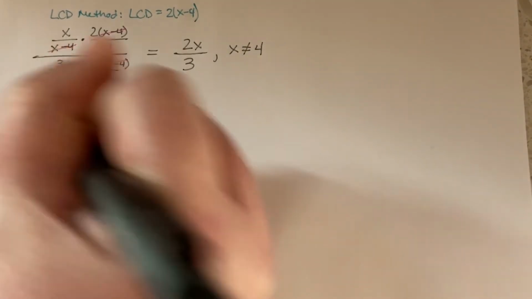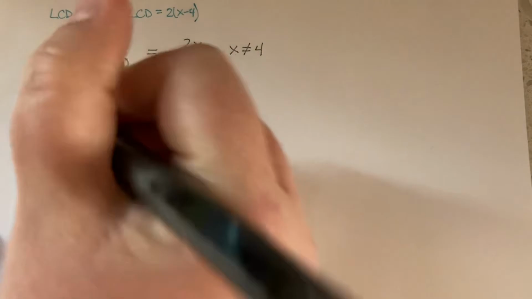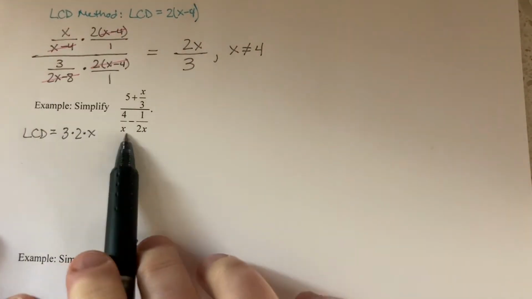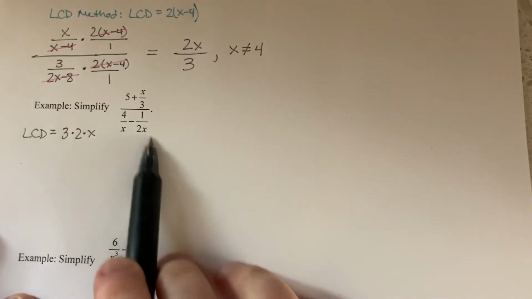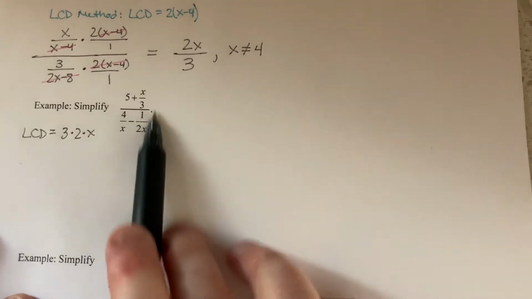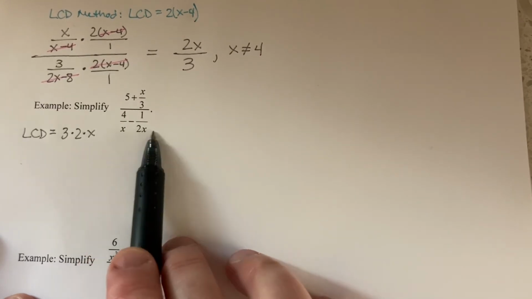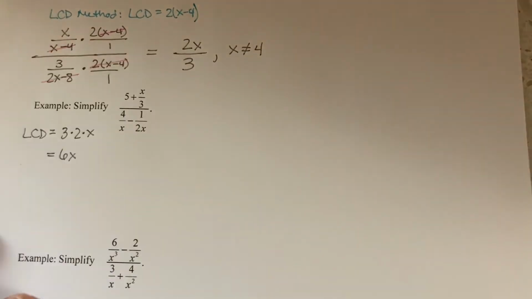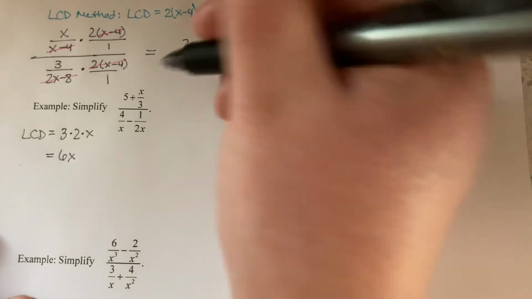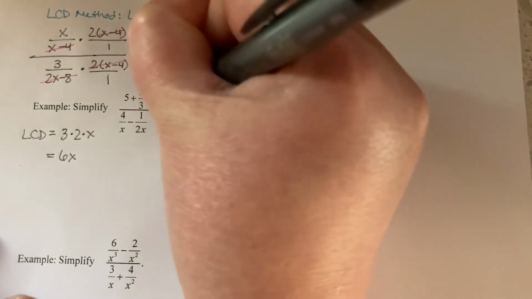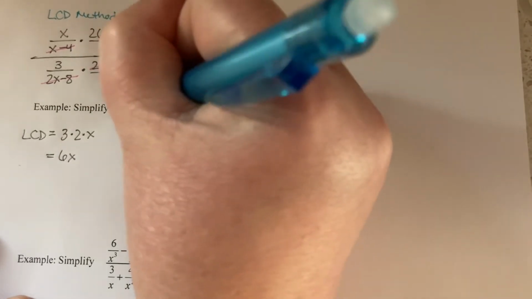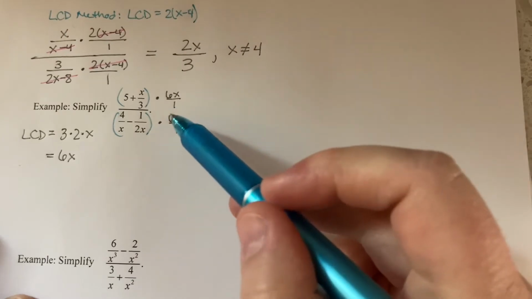So in this case, for the LCD, I'm seeing a 3 and a 2 and an x. I need all 3 of those pieces, the 3, the 2, and an x involved. I don't need 2 x's, so not x squared. If I multiply everything by 6x, that should get rid of all the denominators. So that's what I'm going to do. Multiply by 6x over 1, multiply by 6x over 1, but we have to remember it's all 4 terms that are going to get multiplied.